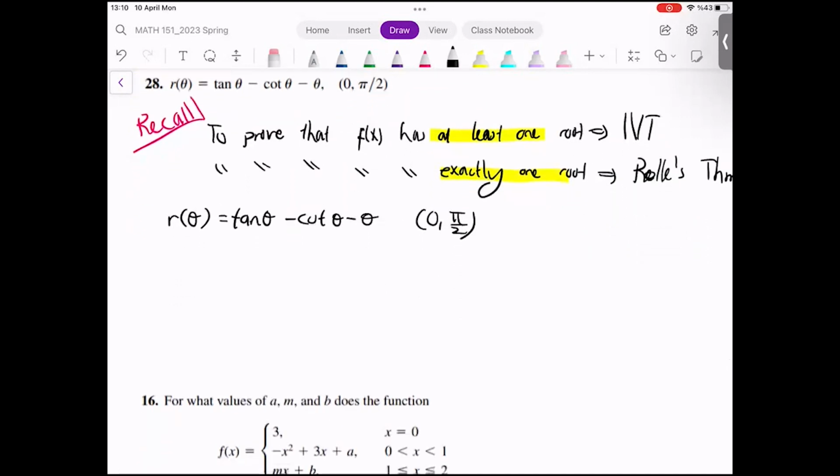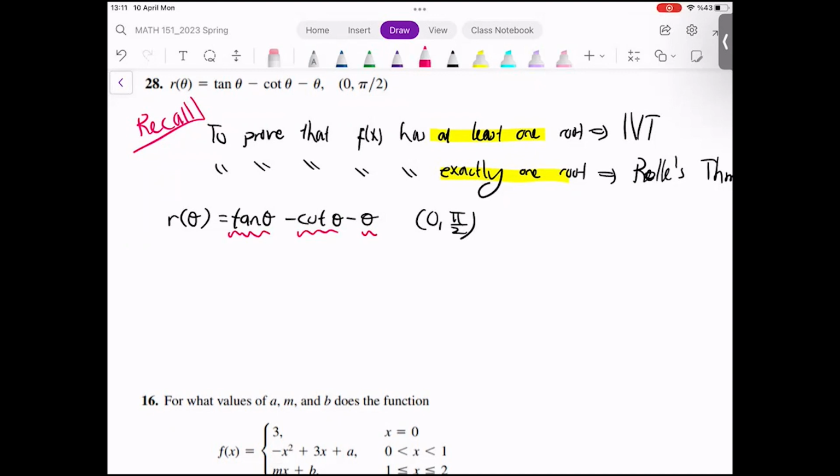Okay, how do we use the intermediate value theorem? First of all, you need to check its assumptions. To be able to use the intermediate value theorem, your function has to be continuous. Okay, this is the assumption of the theorem. To use it, you need to check the continuity of your function. Look at your function, please. Tangent theta, cotangent theta, they have some discontinuity points.